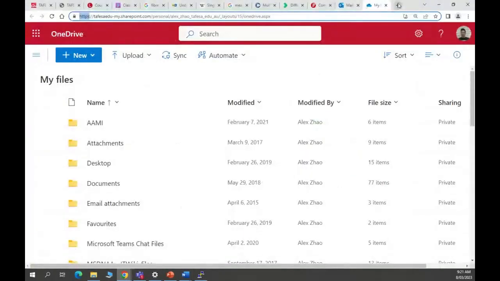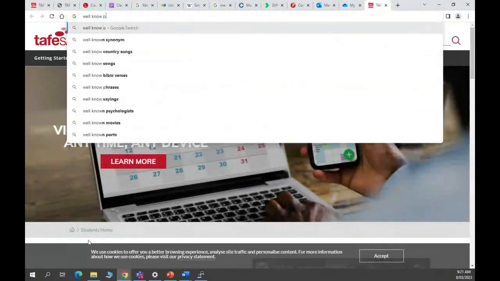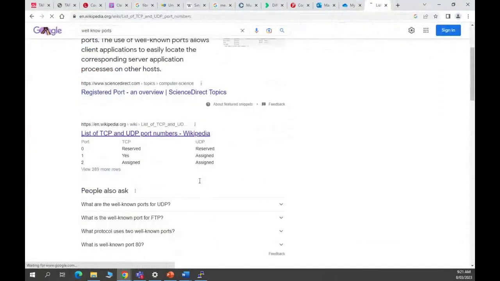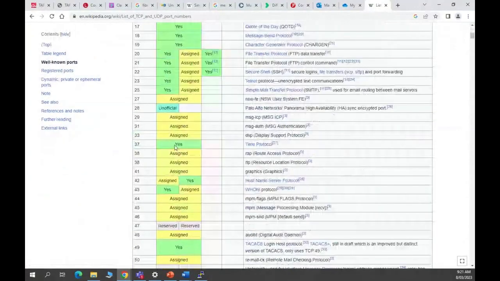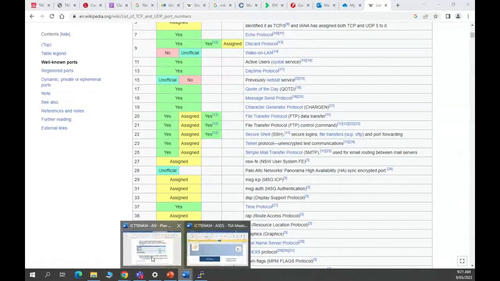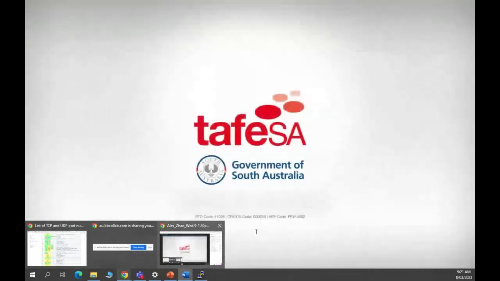And let me just show you a thing called well-known ports. So well-known ports are basically the port numbers that are reserved for special functions. If I go here and I go to port 23, you can see that's for the telnet protocol. If I go to port 22, you can see that's for the secure shell protocol. Again, it pretty much answers itself, doesn't it?